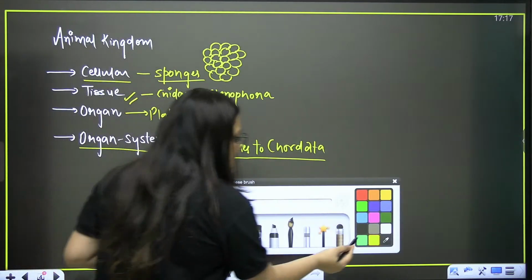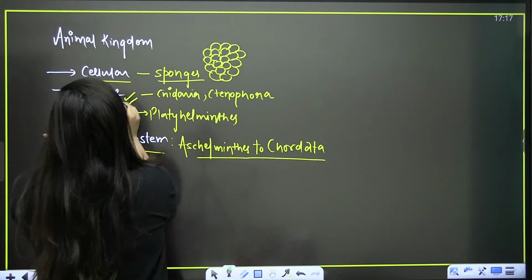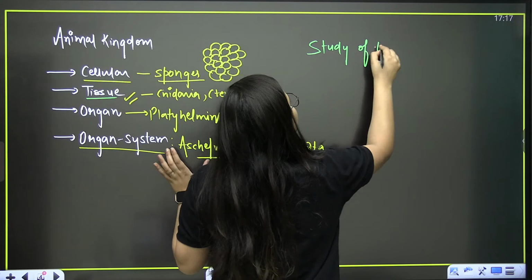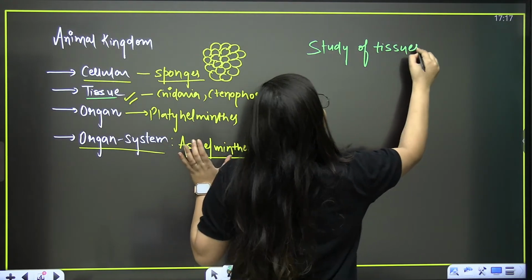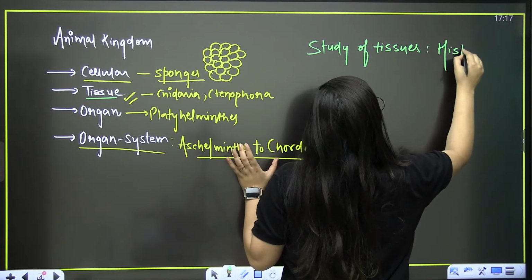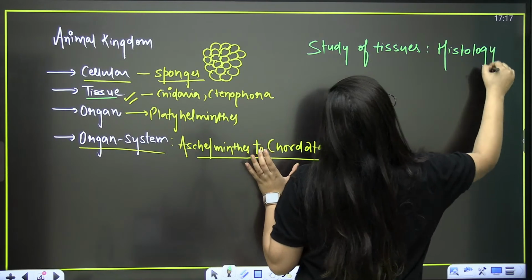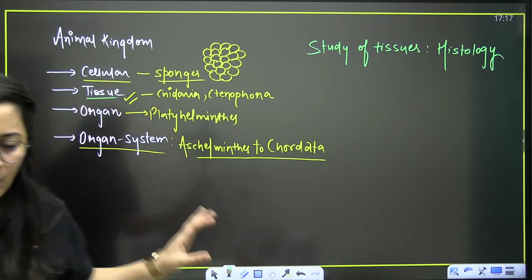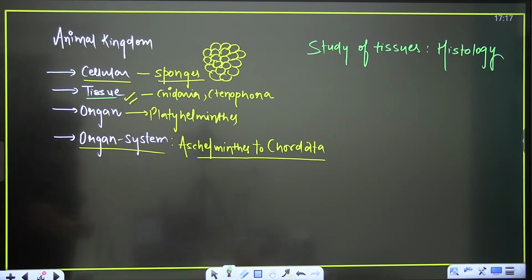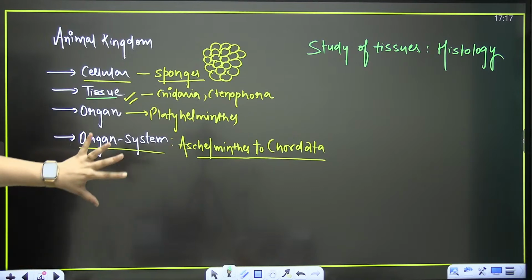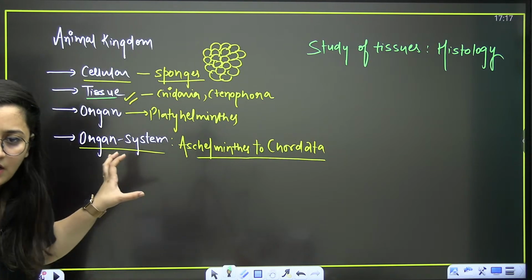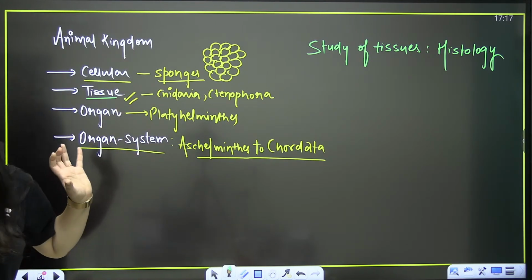So in this particular chapter, we are going to talk about tissues, and the study of tissues is known as histology. Study of tissues is known as what? It is known as histology. Is that clear? Any doubt here? This is a basic introduction, but all the points are from your NCERT only.